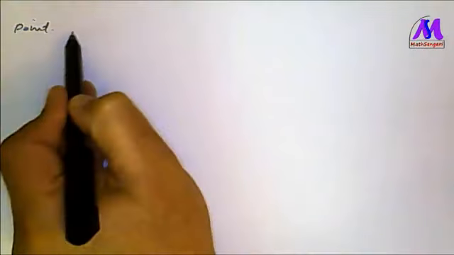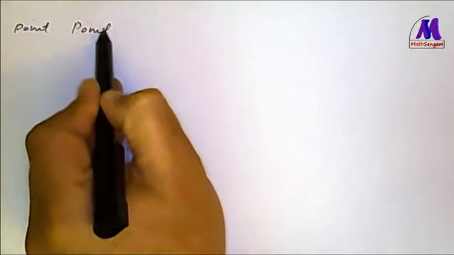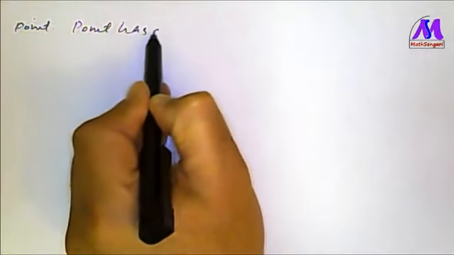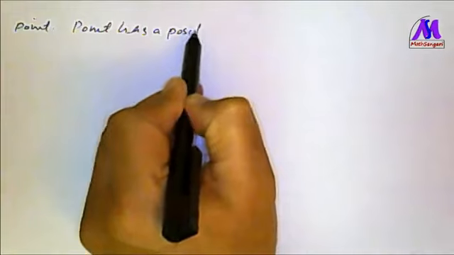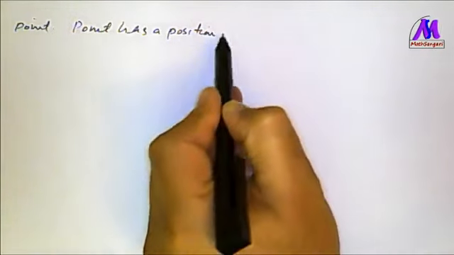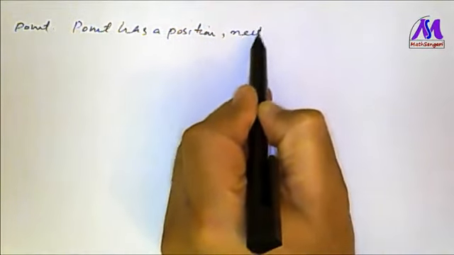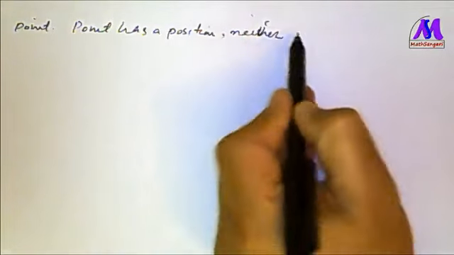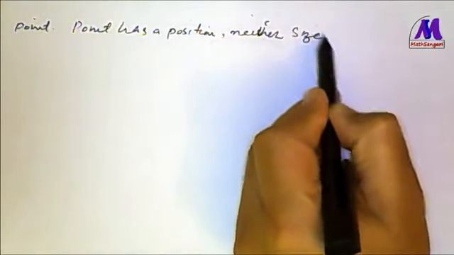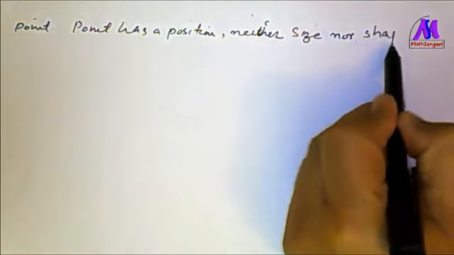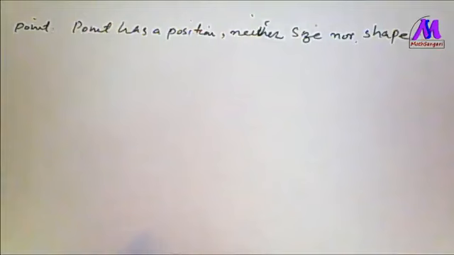We started from the point. What is a point? Remember, a point has a position, just only indicating the position. It has neither size nor shape. It just only indicates the position.